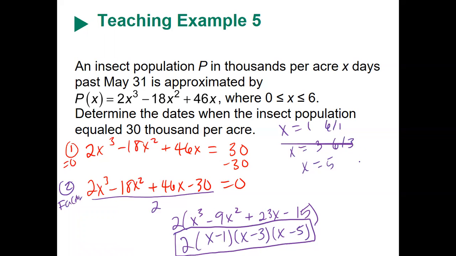What's 5 days? June 5th. Okay, so they basically need to make sure they stay on top of their insect population every 2 days, right? You go out and put some pesticide, non-human harmful pesticide, and then come back.